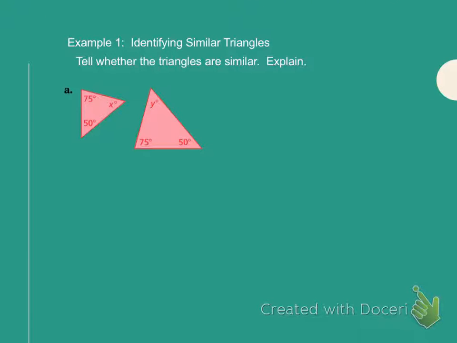So looking at our first example here, identifying similar triangles. Tell whether the triangles are similar and explain why they are or why they're not. Well, the two triangles here, let's see, we have 75 and 75, and we have 50 and 50. So x and y have to be equal. So the two triangles have two pairs of congruent angles. So the third angles are congruent. So yes, the triangles are similar.